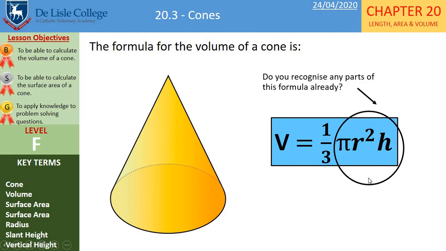The only thing that's changed is we're now doing this times by a third, which we know is equivalent to dividing by 3. And the reason we're doing that is because if we just do this, we get our answer as if this cone is a cylinder. Well, a cone isn't a cylinder, it's a proportion of one, it's a third of one. Okay, so that's why we're doing our times by a third.